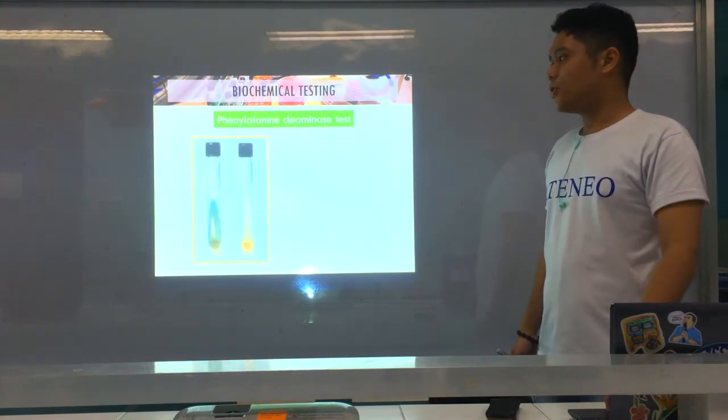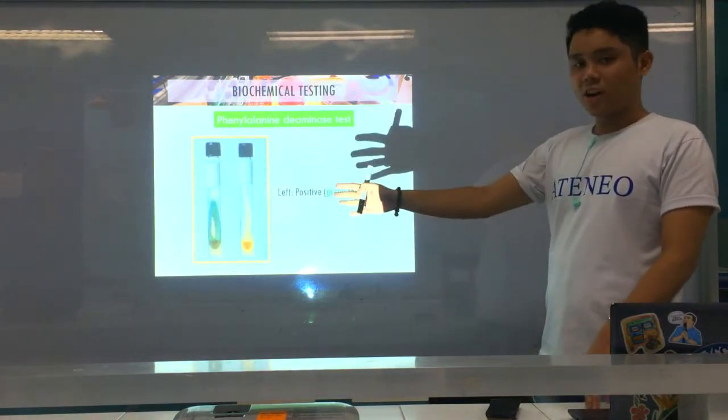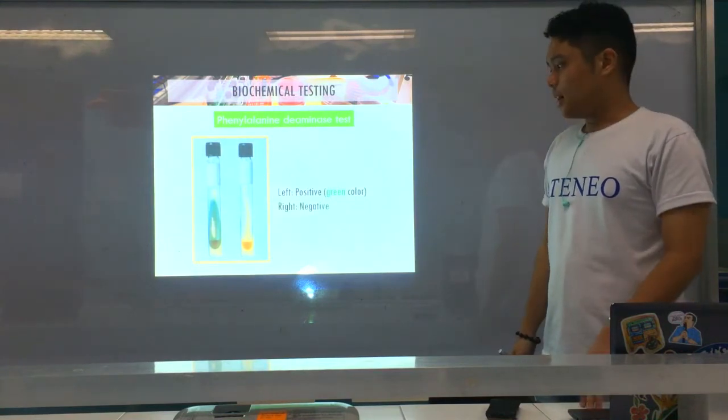Okay. Ayan. So, here's an example. Of course, ang positive na to is ang left, color green, and negative is right.